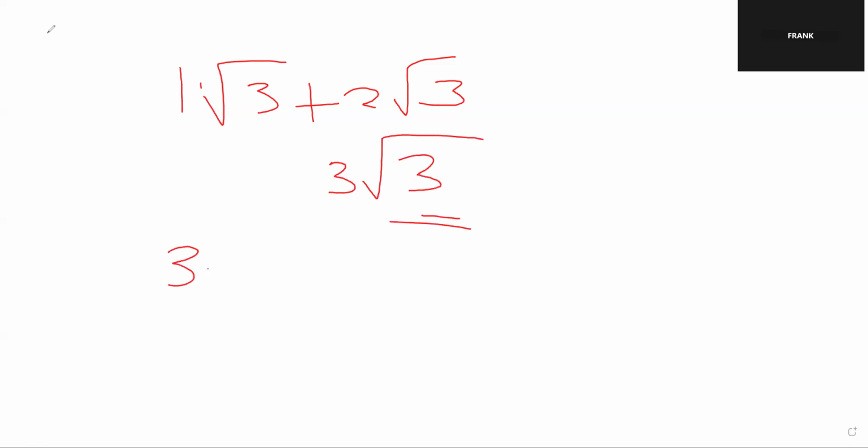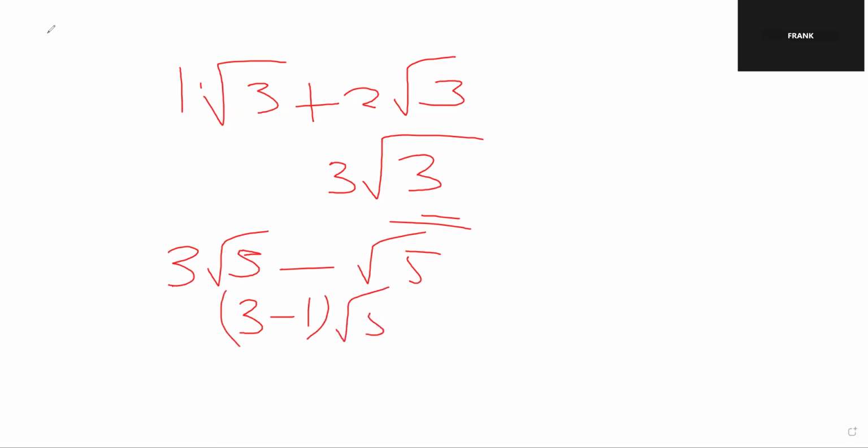We have 3 root 3, or 3 root 5 minus root 5. These are like sets. So the numbers multiplying the root 5 are 3 and then 1. So we subtract them, 3 minus 1 is 2. So your answer here is 2 root 5. That's how to subtract these sets.